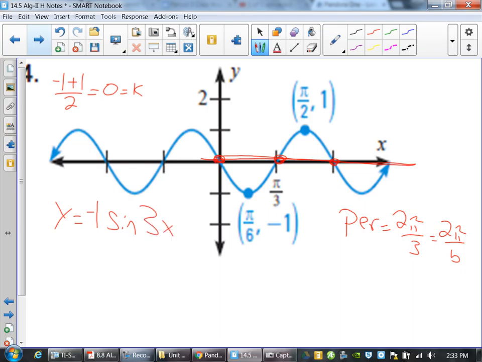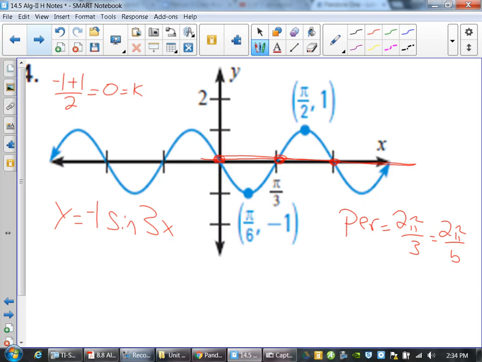And you're done. Oh, I got y equals negative 1 sine 6, because I took the pi over 3. Remember, the distance between max and min is always half your period. So double it. Yeah, that's right.